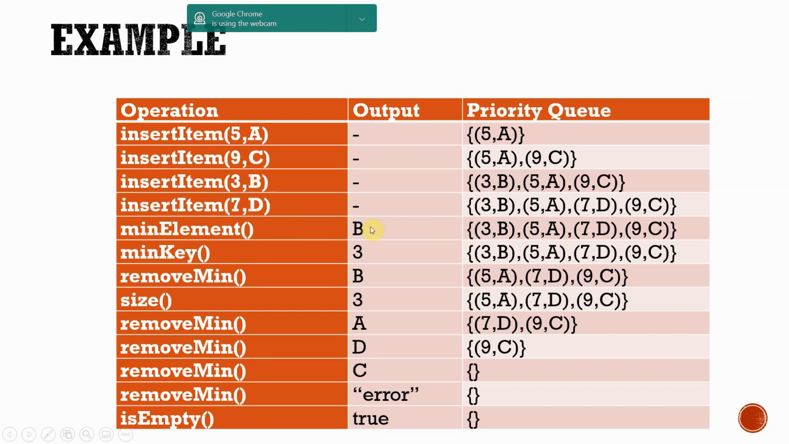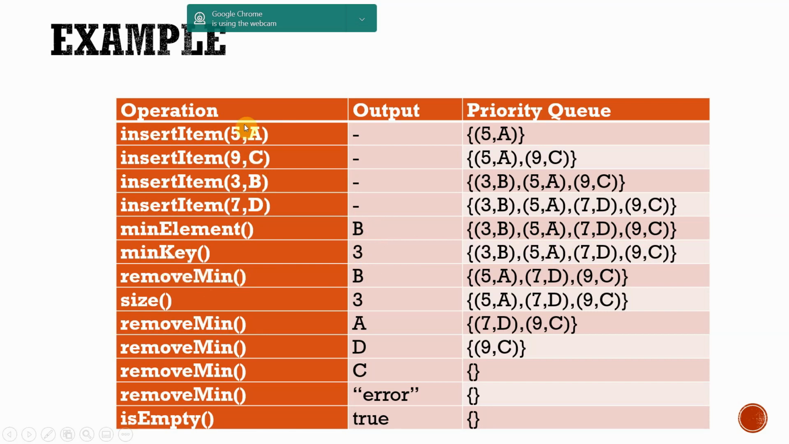Which element has the lowest priority? So it was the B. So we just get this one, the B. This is basically a constant method. It doesn't change our priority queue, it just gives us the entry with the lowest priority. Minimum key gives us the lowest priority of all the entries that we have in our priority queue. Now here we say remove min, right?